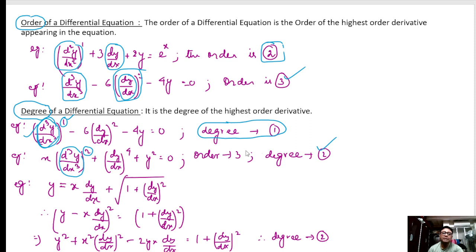Order is 3. Order means how many times you have differentiated: 3 times. So that is the order. Degree means the power of the highest derivative.